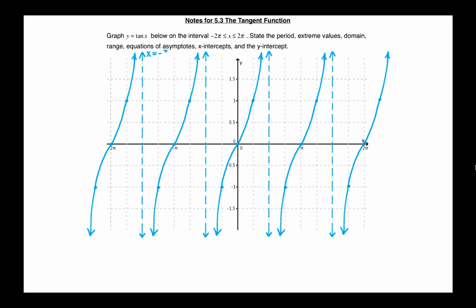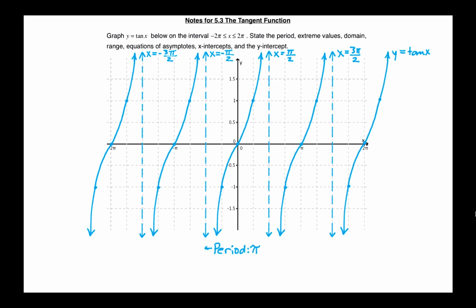And so now let's talk about some of the key points. So first of all, the vertical asymptotes are at basically odd numbers times pi over 2. So -1, -3, -5 pi over 2, +1, +3, +5 pi over 2. So notice I've labeled this as actually the function here.